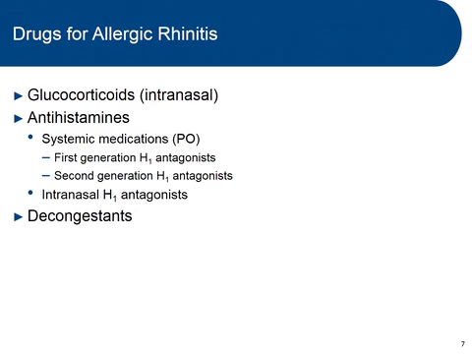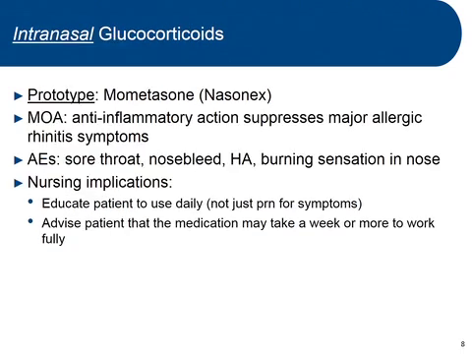So let's start by talking about the intranasal glucocorticoids. The prototype intranasal glucocorticoid is mometasone, and the brand name is Nasonex. Now, you may have heard of others. I believe there are maybe 6 to 7 other intranasal glucocorticoids on the market. There's a chart in your book if you'd like to take a look at those.